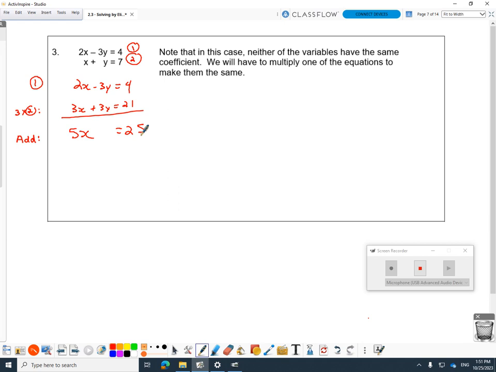Okay, how do I get the x now? Hopefully, even if algebra was not your thing when you met me, you're starting to go, well, I can do that. What's the opposite of multiplying by 5? Divide by 5. And then I get the answer, x equals 5.